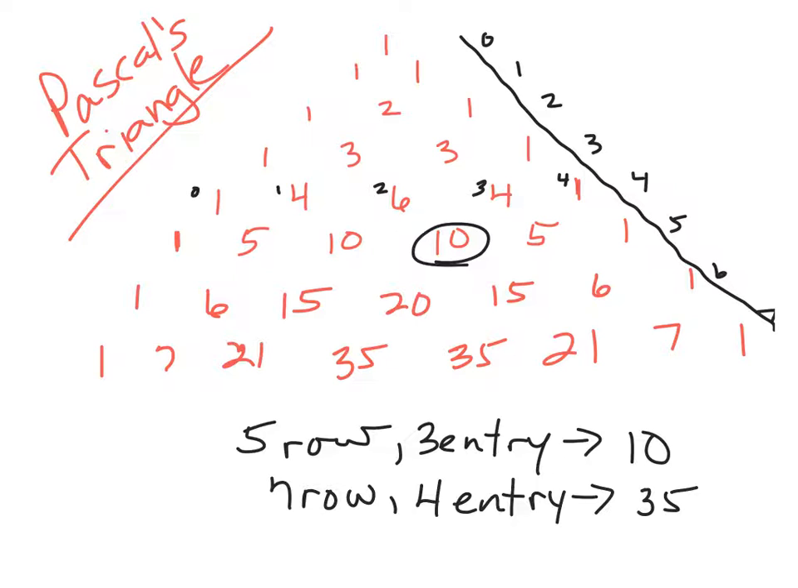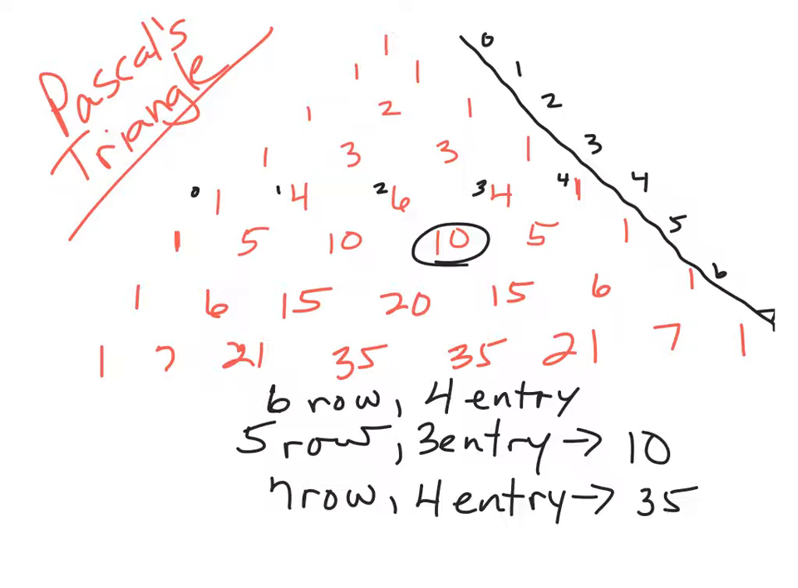Let's do one more. You guys decide which row and which entry. Which row do you want, Amy? 6. Okay. Oh, fiddlesticks. 6th row. Entry what, Dustin? 4. 4th entry.